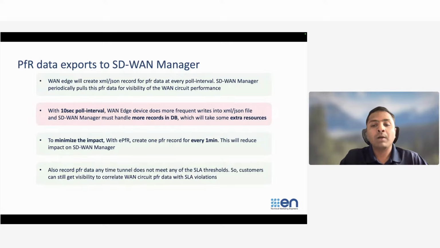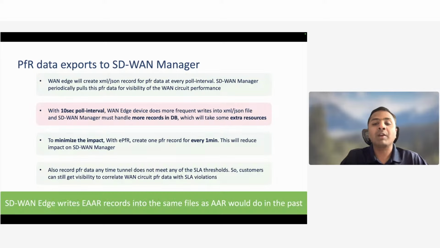And also, if within this time there are SLA breach conditions happening, we don't wait for the record to reach 1 minute. If there is an SLA breach in 10 seconds, we report that violation. So SD-WAN Manager still gives you that visibility. Now we write these records in the same file structure that we used for application aware routing in the past. So there's no change.